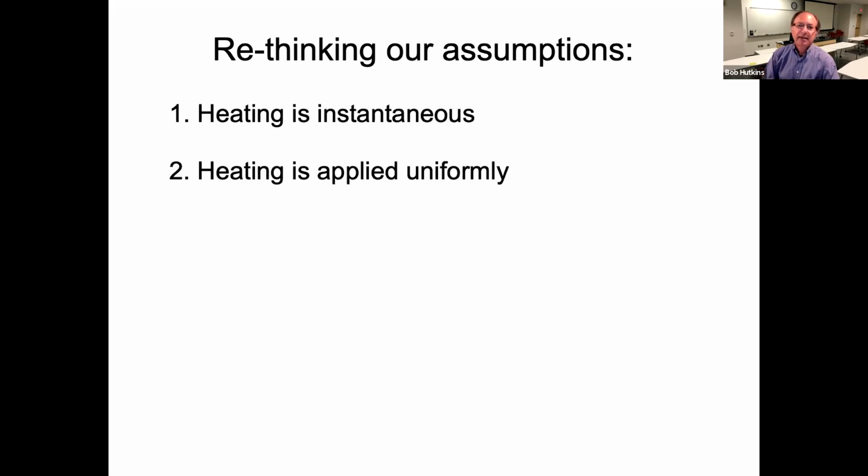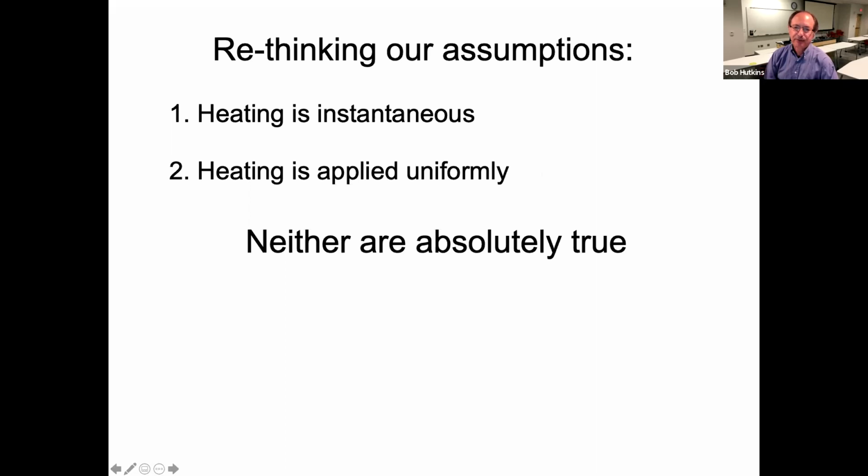But is that heating? If our goal is 121, does it get to 121 instantaneously? No, we've got to come up to 121. And we've also said heating is applied uniformly. Even if that can is agitated, it's not applied uniformly because there's heat penetration. So neither is absolutely true. I guess "absolutely true" is redundant or an oxymoron or something.